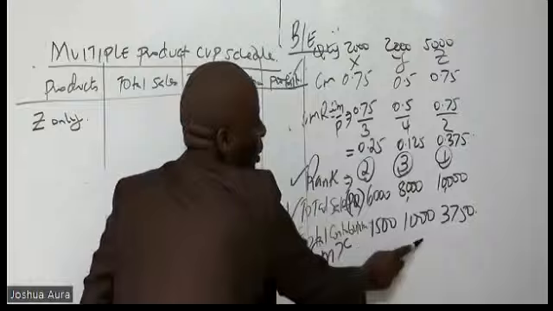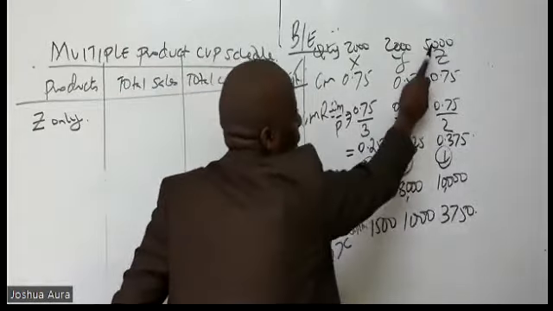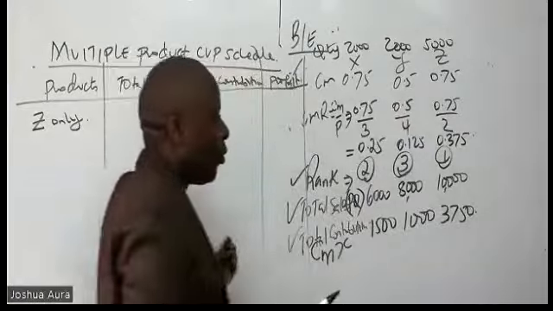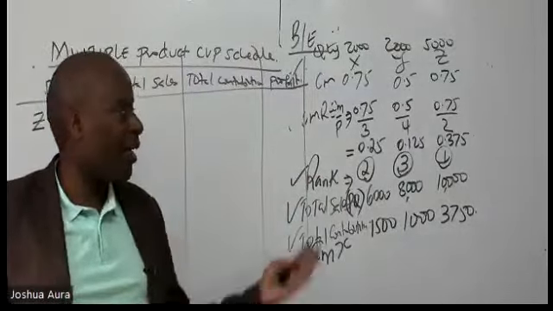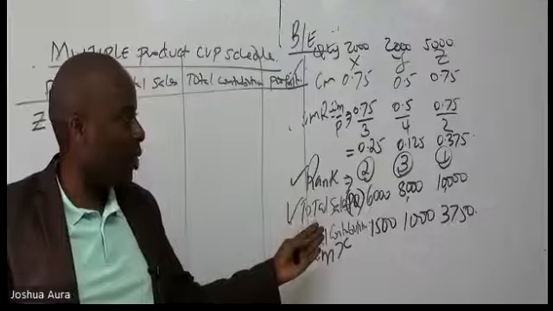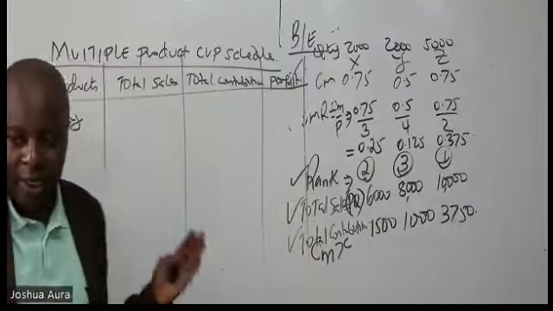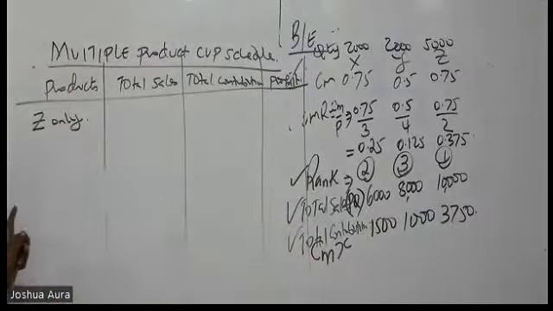0.5 times 2,000 will give me 1,000. 0.75 times 5,000 will give me 3,750. Which figures were you using to get that 7,500? So these are the correct figures. Great. So in this case we start by producing Z only.